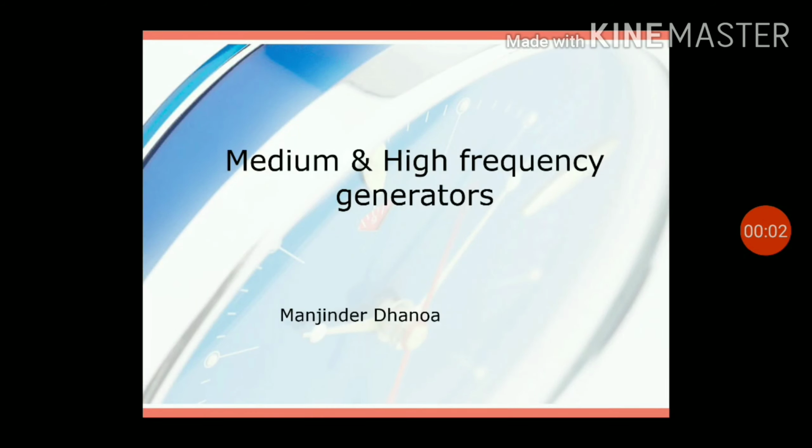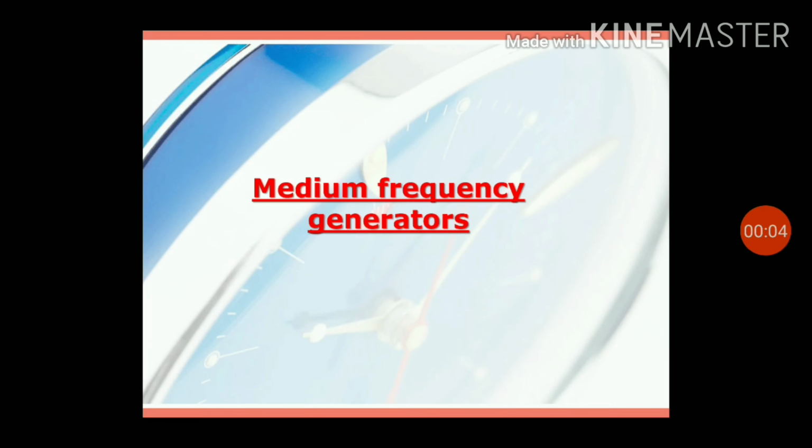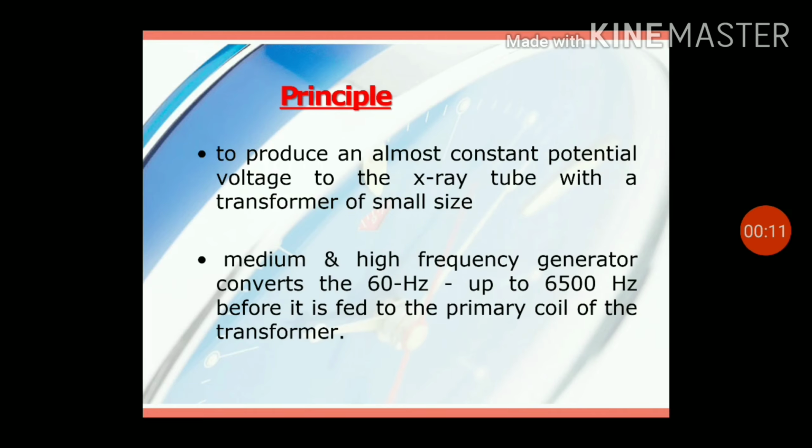Medium and high frequency generators. So first we will talk about the medium frequency generators. The principle of high frequency current is to produce almost constant potential voltage to the X-ray tube with a small size transformer.